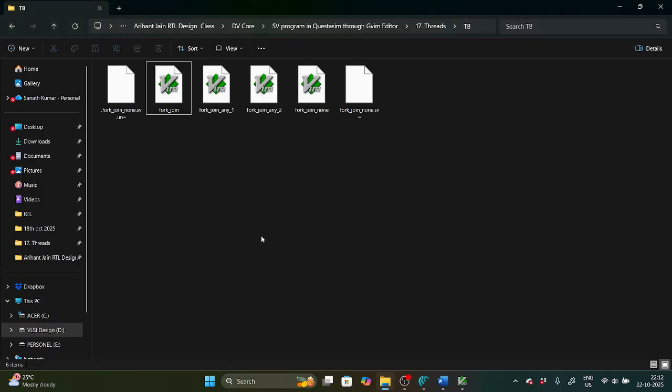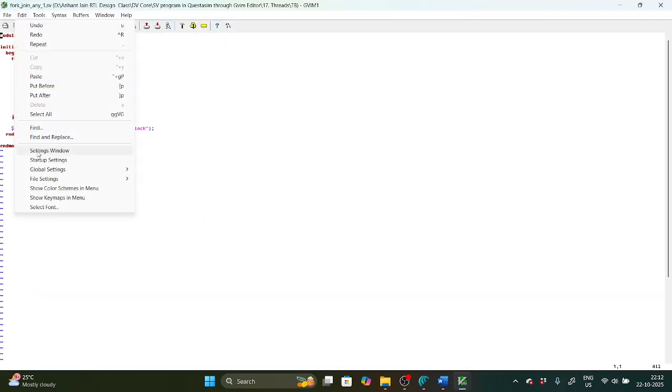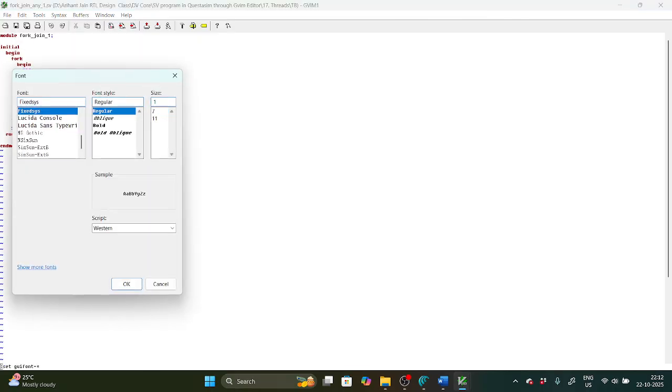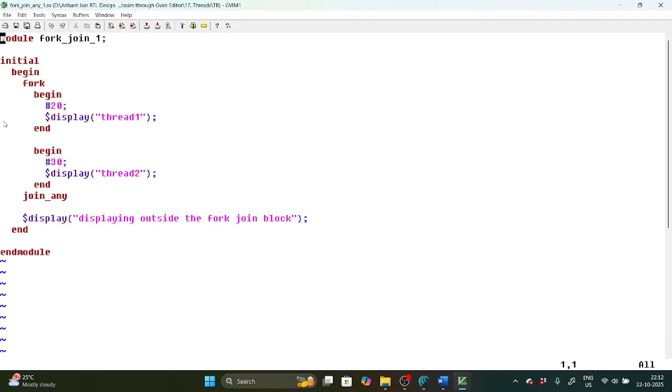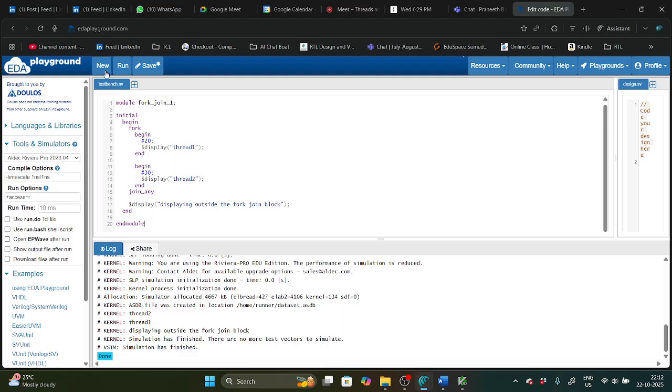Next is fork join any. Same thing I wrote, but here it is join any. Thread one is executed at 20 time units and thread two at 30 time units, and join any. So when I'm executing this fork join any, I just copy this, put it in EDA Playground, and run this code.